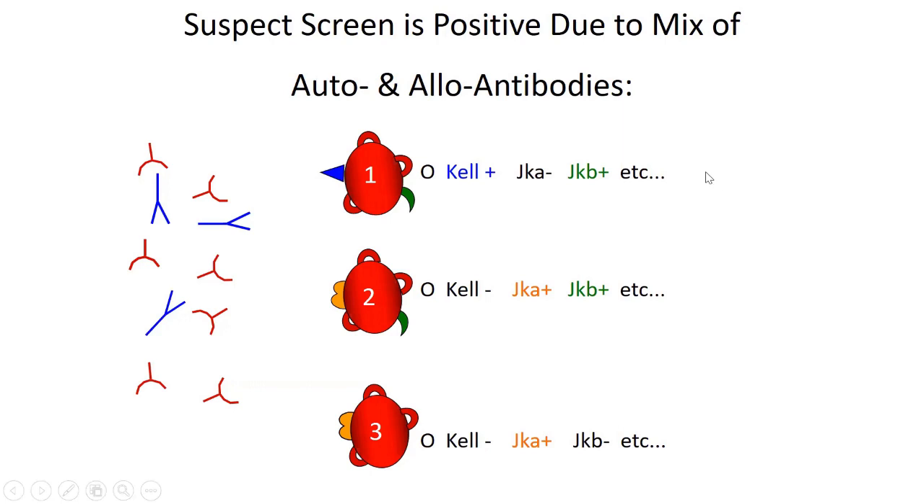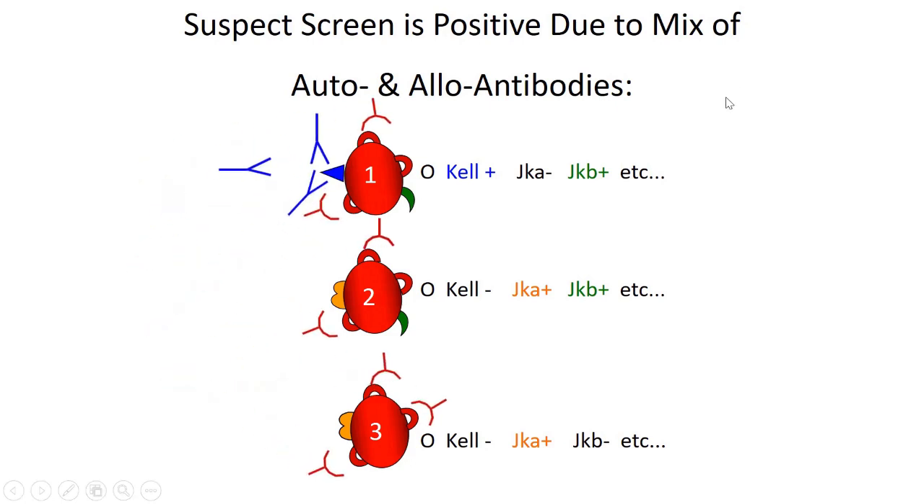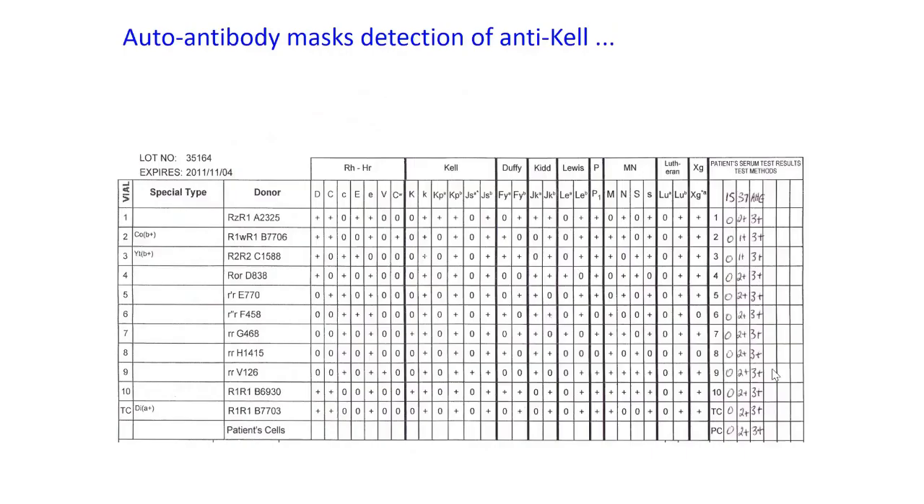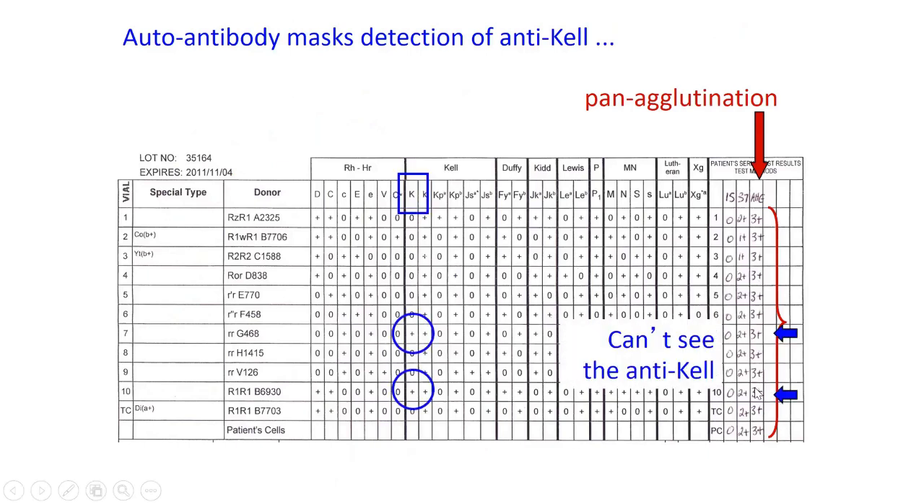So here's a suspect screen that is actually positive due to a mix of auto and alloantibodies. There's an anti-Kel with a warm auto, but how do you tell that an anti-Kel is there if all the reagent red cells are reacting equally under the influence of the warm auto? Again, the autoantibody is masking the detection of the anti-Kel. You just can't see that reaction.